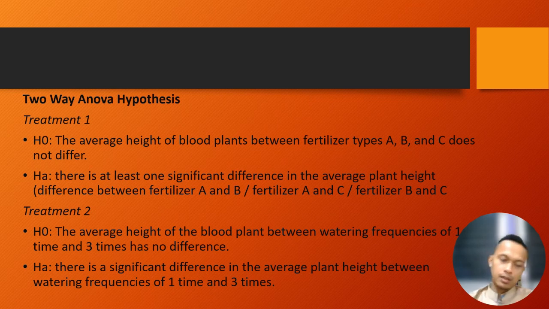Okay, there are several two-way ANOVA hypotheses. Treatment one: H0, the average height of the plants between fertilizer types A, B, C does not differ. H1, there is at least one significant difference in the average plant height, the difference between fertilizer A and B, A and C, and B and C.